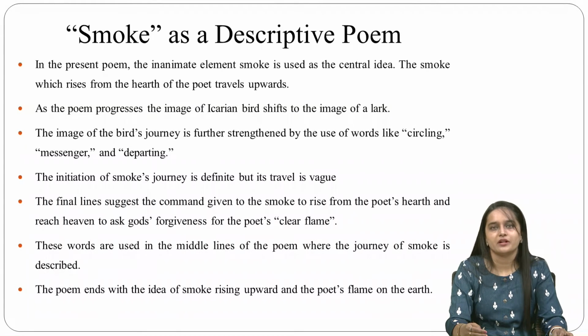The image of the bird's journey is further strengthened by the use of words like circling, messenger, and departing. It travels over the hamlets and rises above towards its destination. The initiation of smoke's journey is definite, but its travel is vague, and hence, in order to suggest this vagueness, the poet makes use of words like dream, shadowy, and vision.